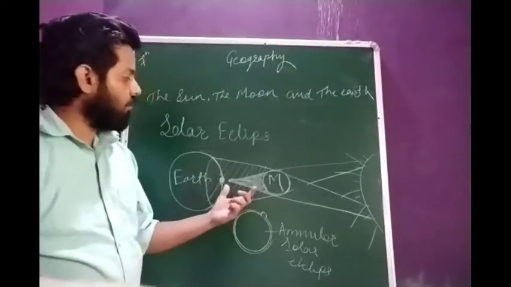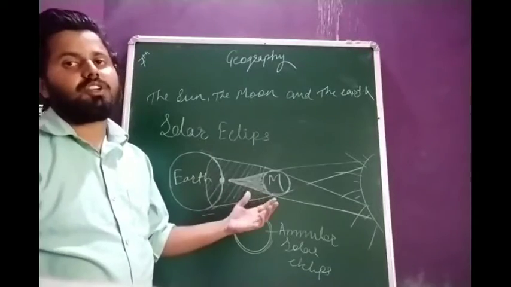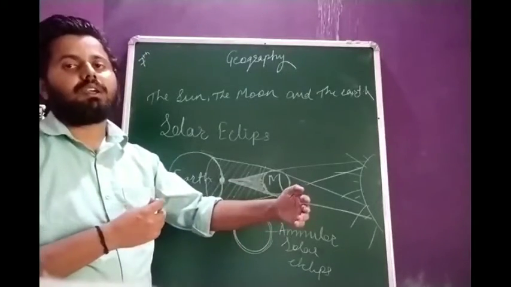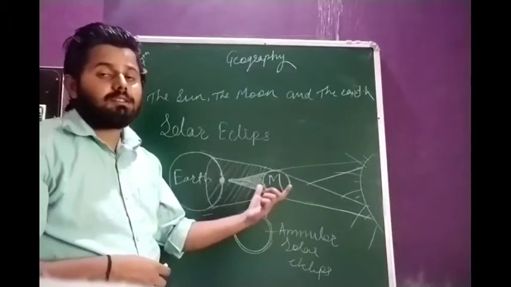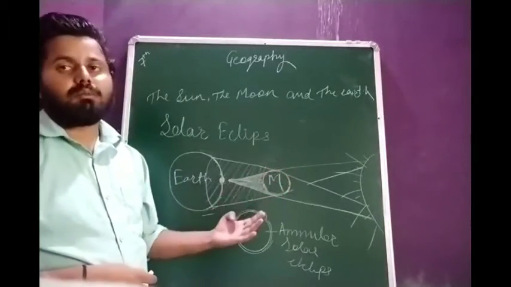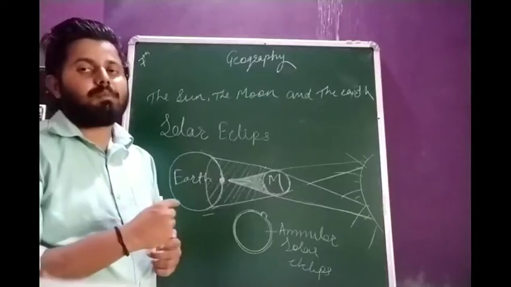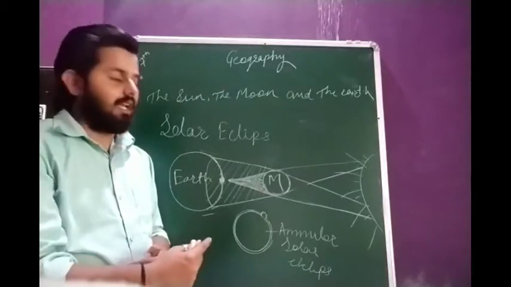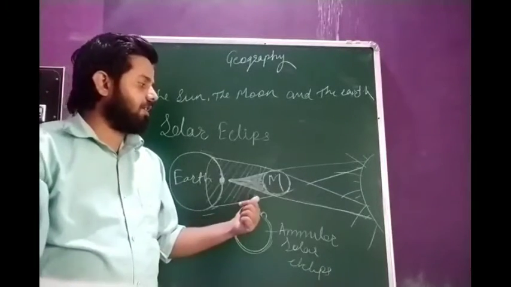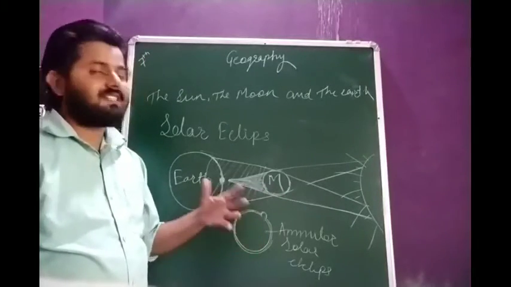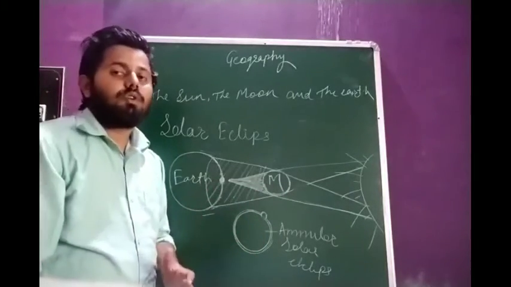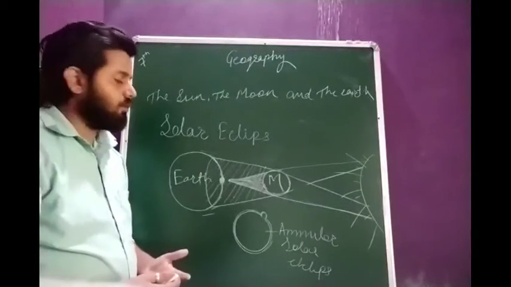So sometimes when the moon is in apogee position, that means very far away from the earth, at that time the earth, sun and the moon come into the same plane in a straight line. In this situation a solar eclipse forms, and that is known as an annular solar eclipse. So how does that annular solar eclipse occur?